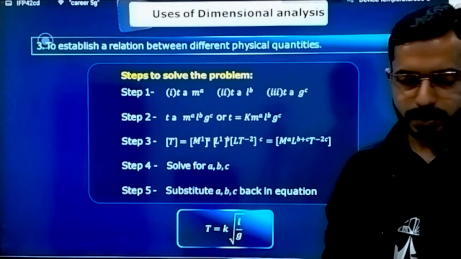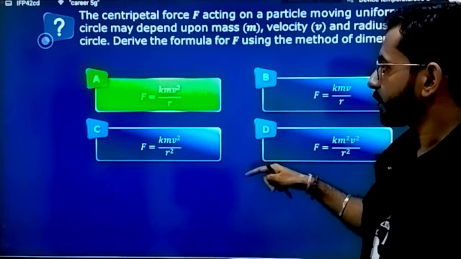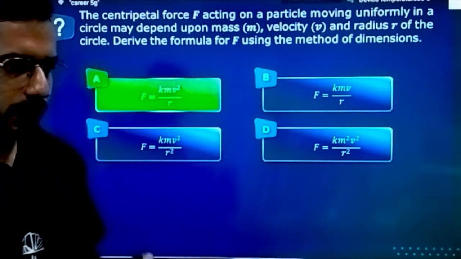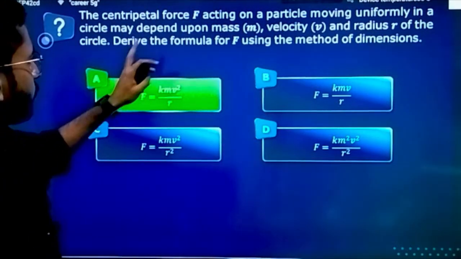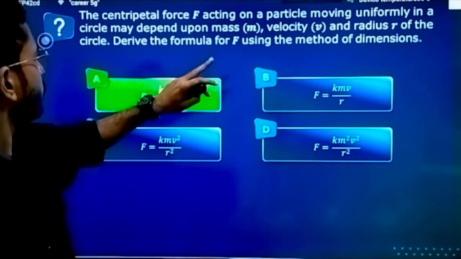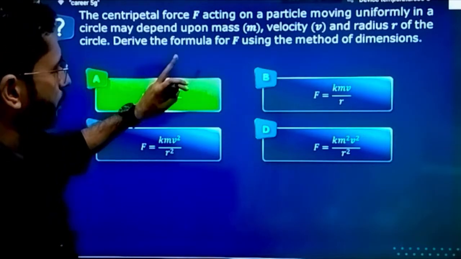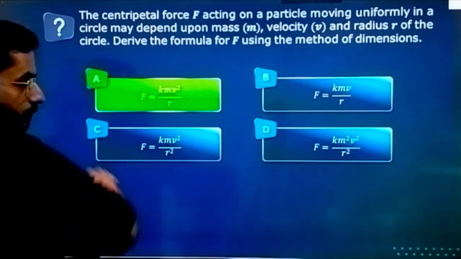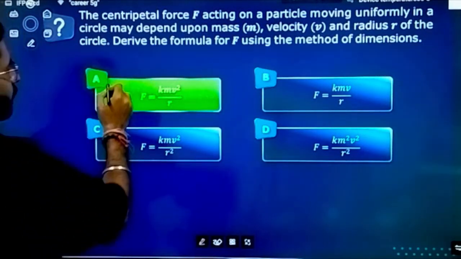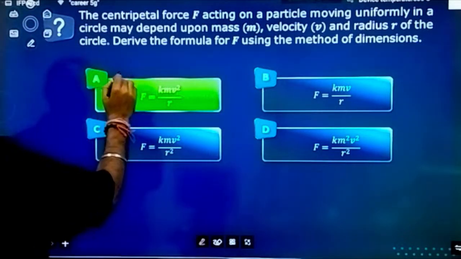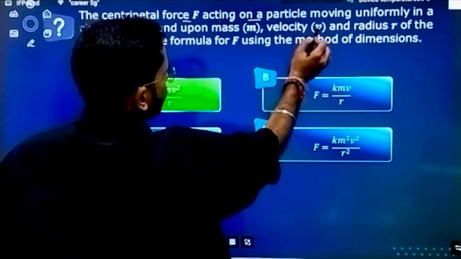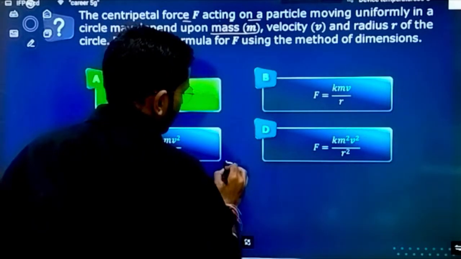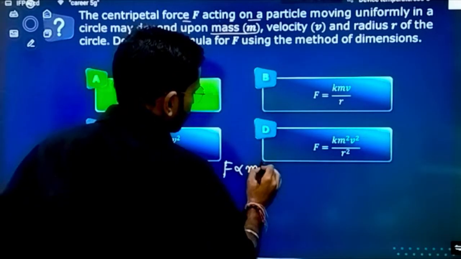Now, the third variety of questions that you will be facing here. See how you can find the relations. Read the question. I will be explaining everything in the question itself. The centripetal force F acting on a particle moving uniformly in a circle may depend upon mass. See, what is the question? A force is given. And what are the details given about that force? That force acting on a particle moving in a uniform circle may depend upon the mass. That means force is depending upon the mass.